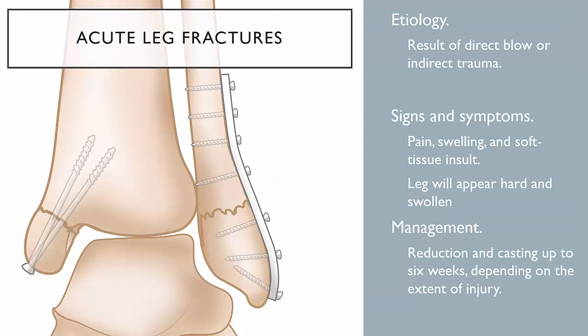Acute leg fractures. The etiology is commonly from a direct blow or indirect trauma. The fibula has the highest incidence of fracture, occurring primarily in the middle one-third of the bone. Tibial fractures occur predominantly in the lower one-third of the bone. Signs and symptoms typically include pain, swelling, and soft tissue insult. The leg will appear hard and swollen.